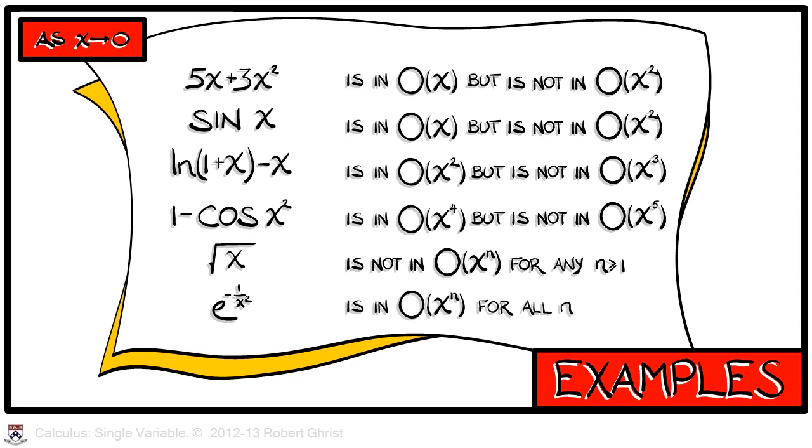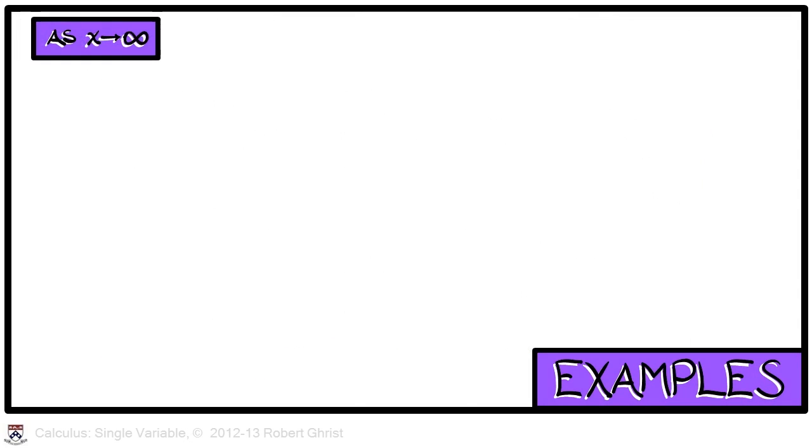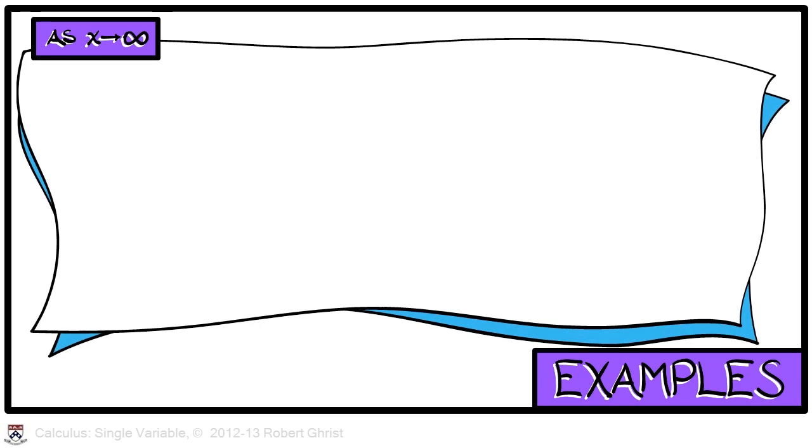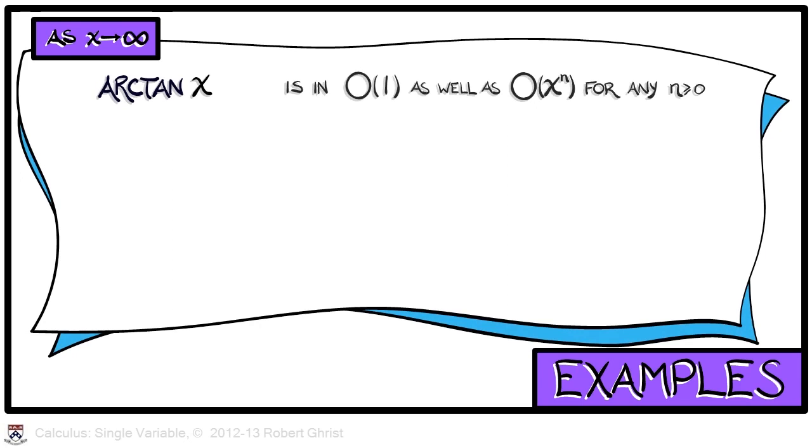It's in big O of x to the n for all positive n. As x is going to infinity, we have a number of interesting examples as well. Arctan of x is in big O of 1. It's bounded. That means it's also in big O of x to the n for any positive n.